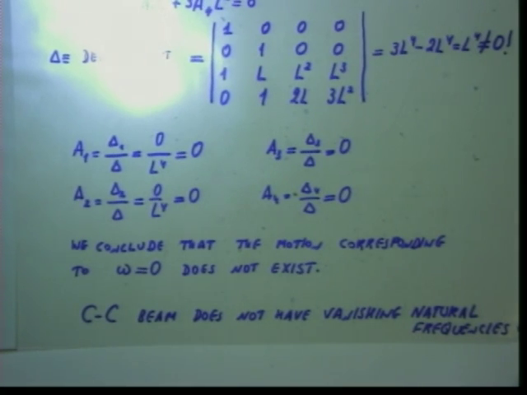Why? Because there is zero here and zero here. In both cases, W must be zero. So in order to have vibrations, the system should bend. If it bends, then there is no rigid body motion or rotation or something like that. So if both ends are simply supported or clamped, then zero natural frequency is not possible.